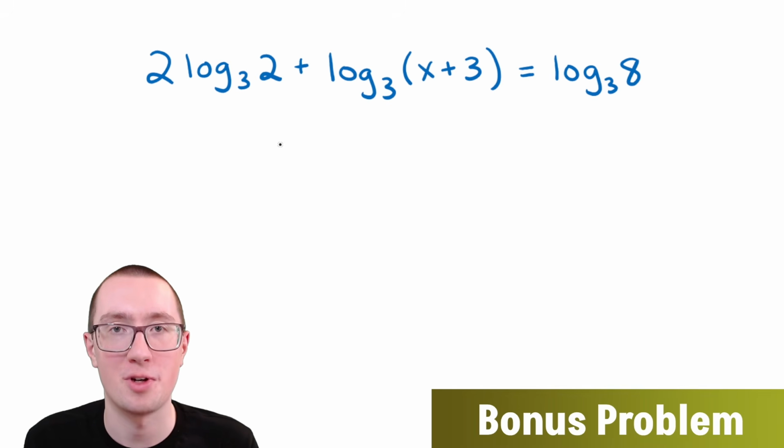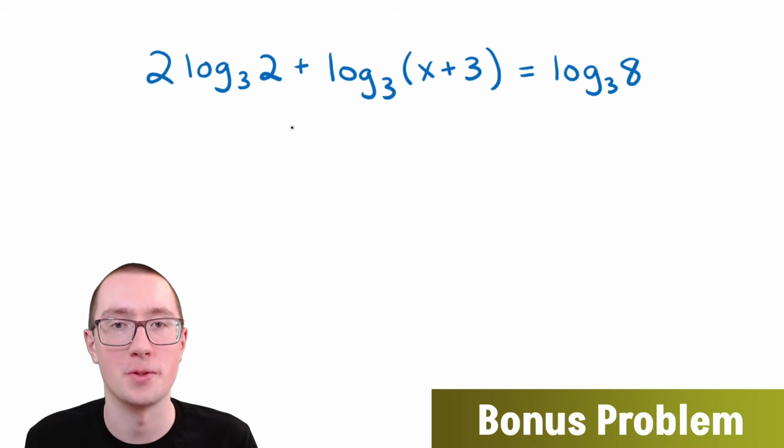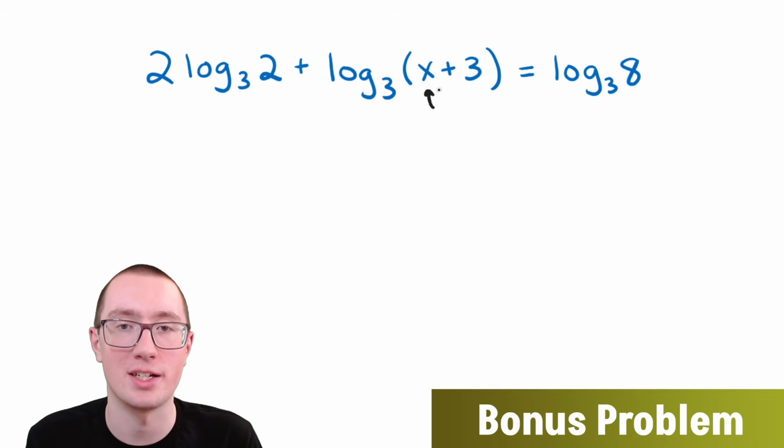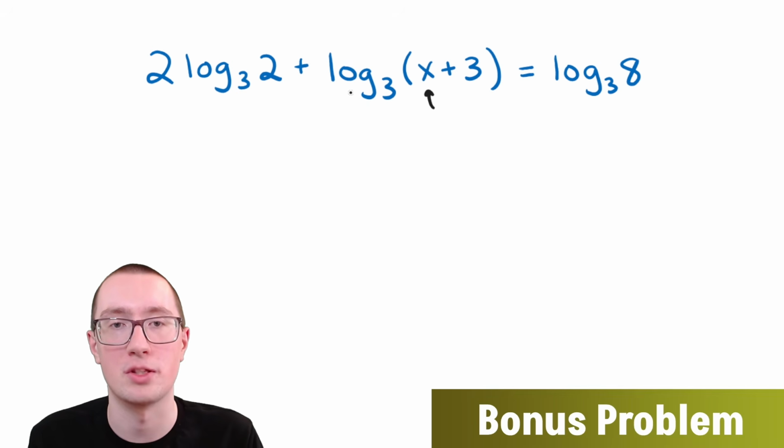So here's the bonus problem. We have to solve for x here, but there's like a bajillion logarithms. So x, in case you can't see it, is right here. It's trapped inside of a logarithm, but there's also another logarithm, but there's a 2 on it. So how do we solve for x?